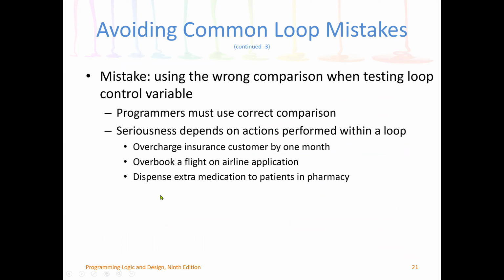Also, using the wrong comparison when testing the loop control variable. Here they say programmers must be careful and must use the correct comparisons. Seriousness depends on the action performed within a loop. For example, overcharge an insurance customer by 1 month, overbook a flight on an airline application, or dispense extra medication to patients. So we should be careful with the comparisons. We don't want to do something over.